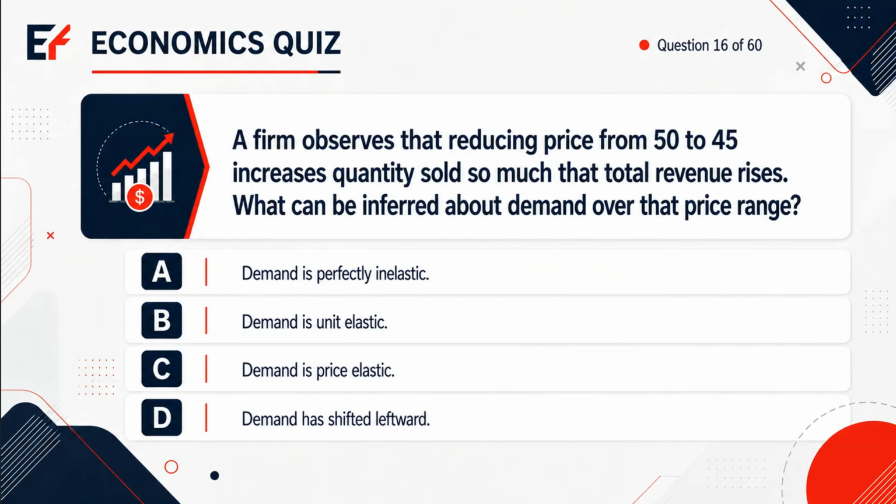Question 16. A firm observes that reducing price from 50 to 45 increases quantity sold so much that total revenue rises.